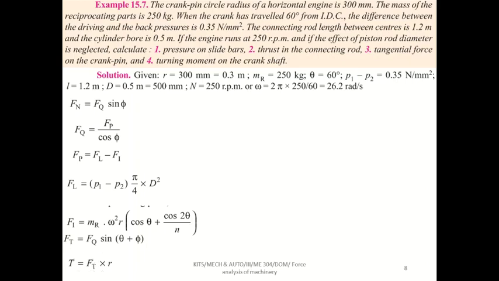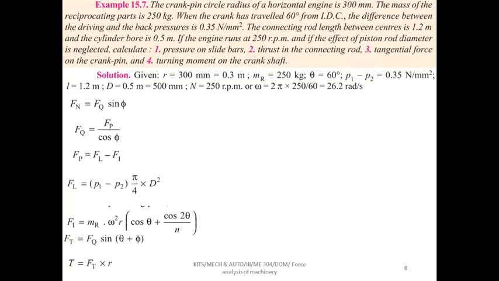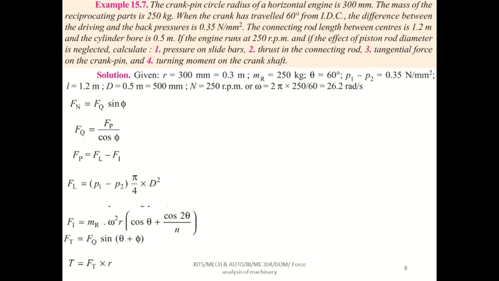Next, tangential force. Now we'll do it step by step. First we have to find out FL and FI. For FL, put all the values: P1 minus P2 equal to 0.35. Diameter, how much diameter are they given? They are given 500 mm.